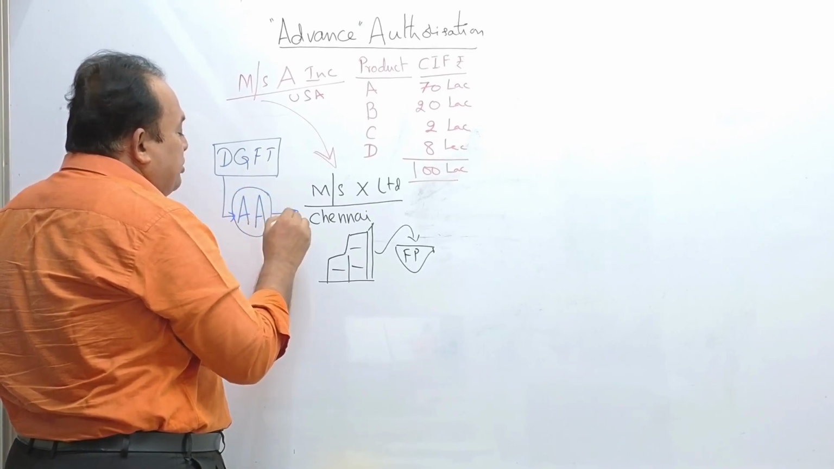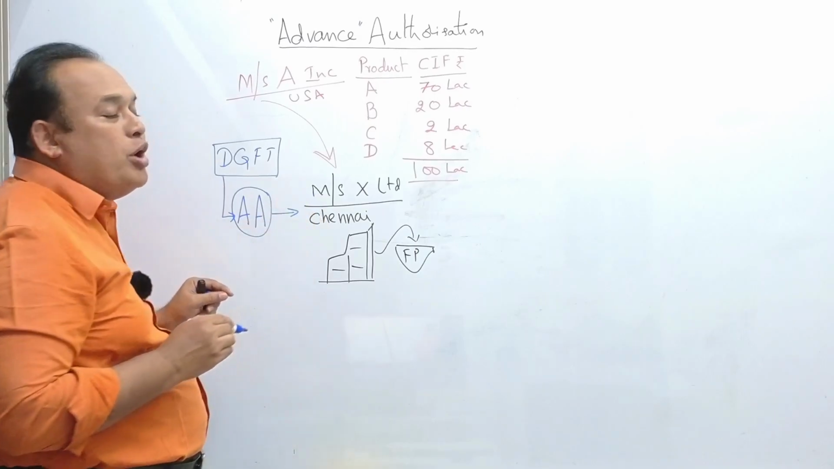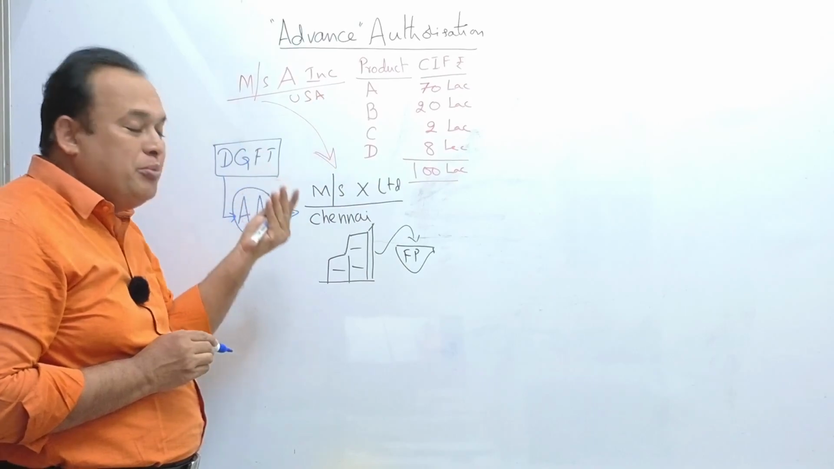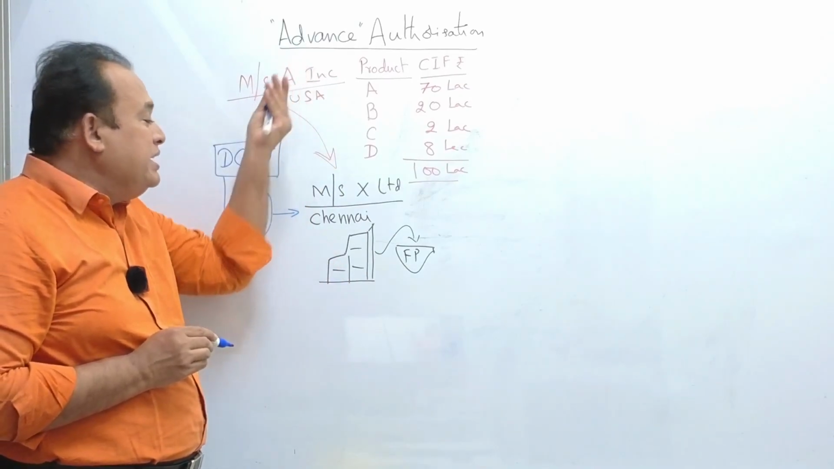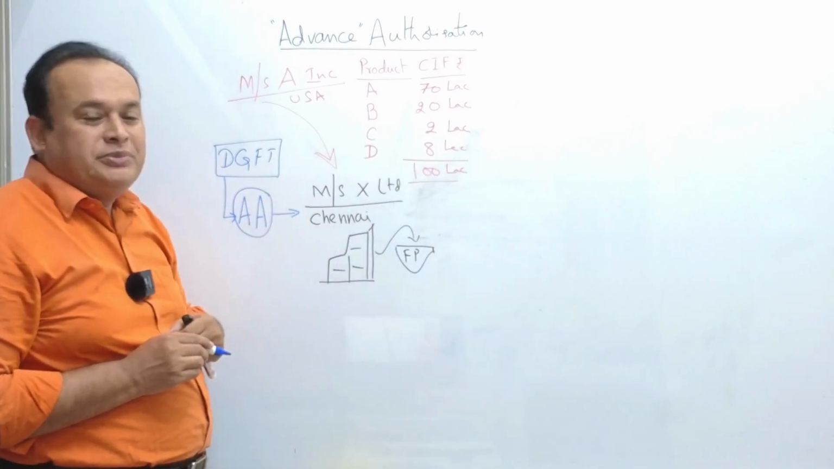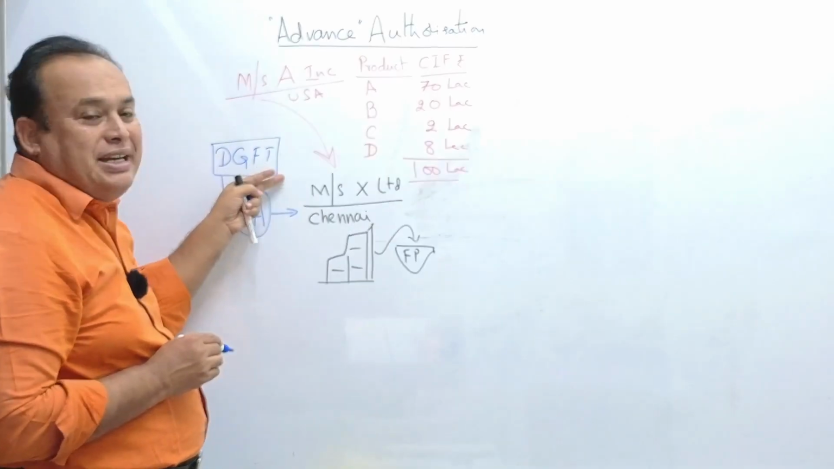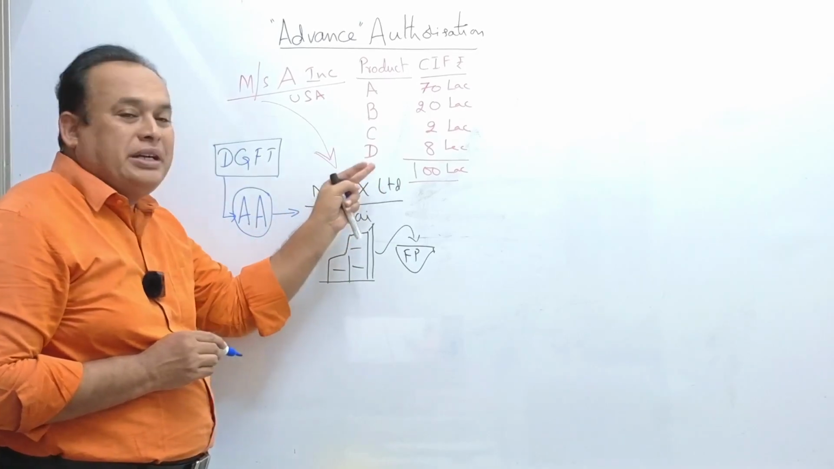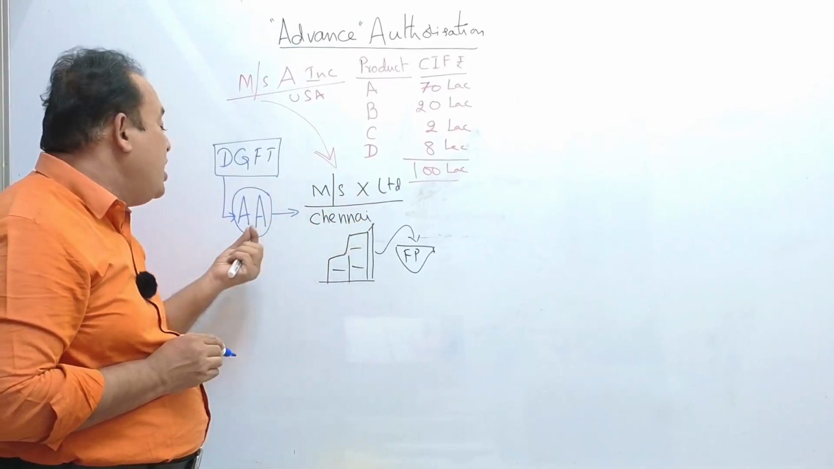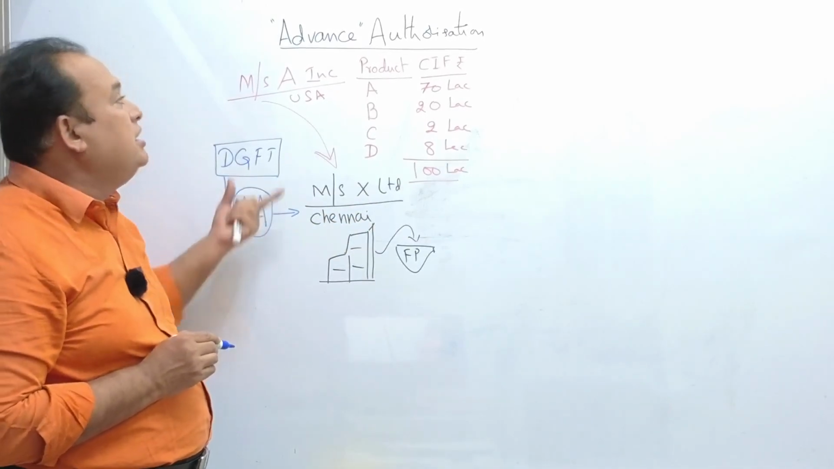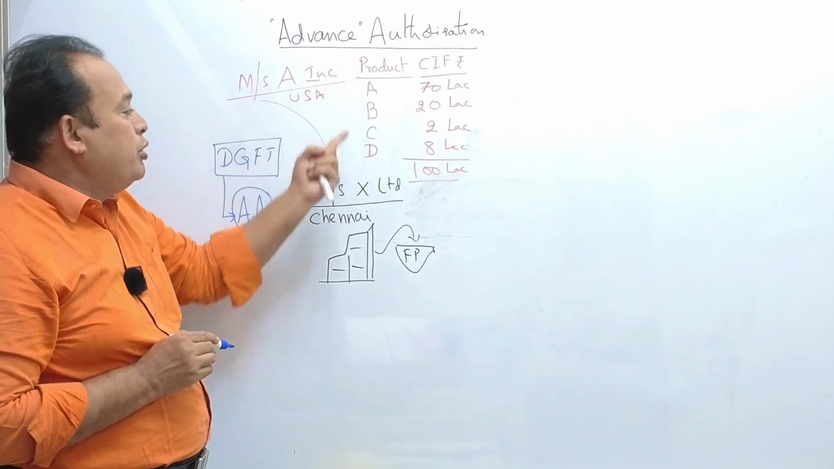Advance authorization granted to you. That means you are permitted to import the goods A, B, C, D without payment of import duty. So the benefit is given at the time of import, even before export. So Director General of Foreign Trade granted the advance authorization to X Limited. So X Limited now is holder of advance authorization. Holding this advance authorization, this fellow is allowed to import the goods.